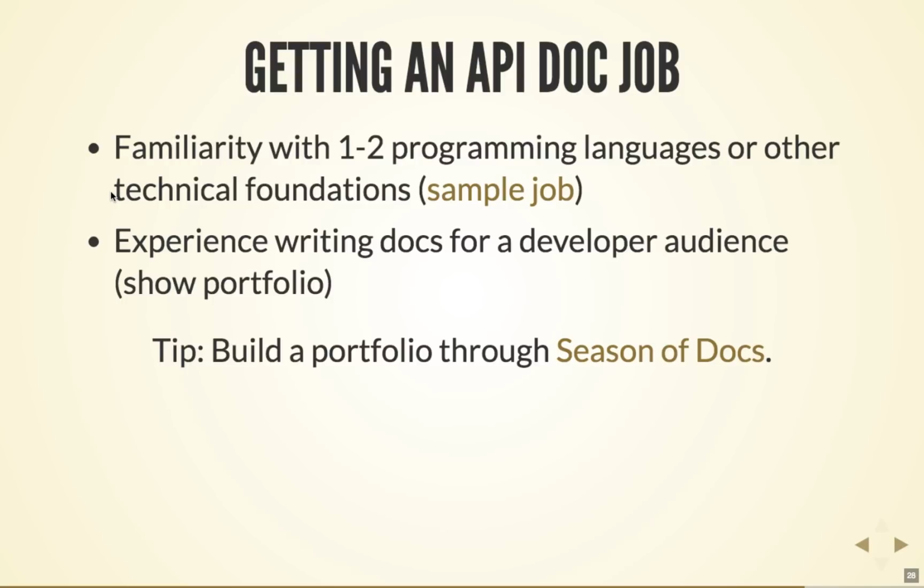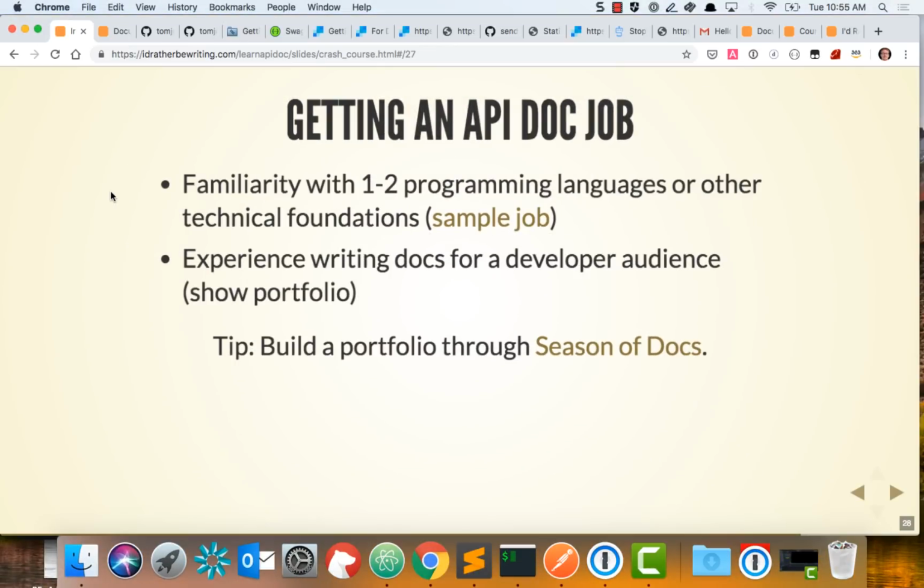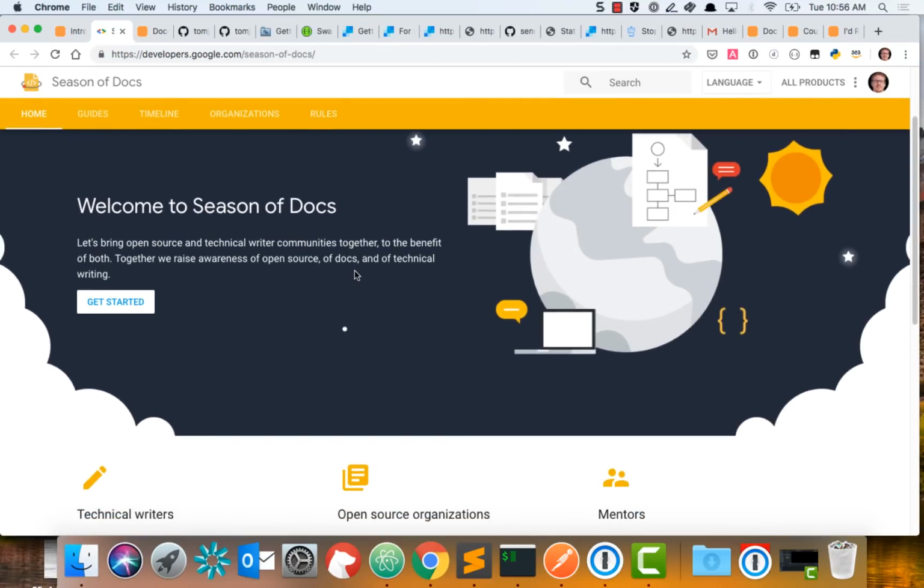Anyway, I have a final slide here. What are we at, 10:55? Basically, getting an API doc job, you need to have some technical familiarity and some writing samples that demonstrate it. Not too different. And a quick tip and shout out to Season of Docs. If you're looking to break into API docs, and you need to build a portfolio that shows that you can write API docs, there's this whole opportunity now where you can get involved in an open source project and contribute in a more formal model. So check this out, or ask Sarah Maddox for more information. She's sitting up here in the front.